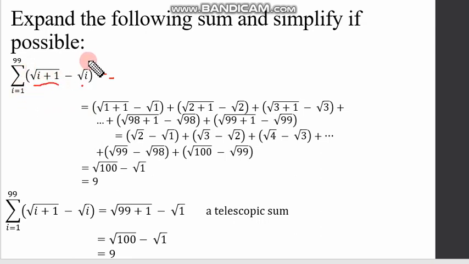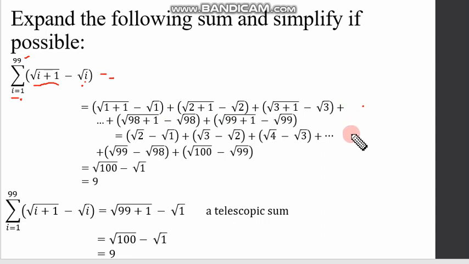If we are going to manually add all the terms here, first let's identify the terms. So i is equal to 1, so that's square root of 1 plus 1 minus square root of 1. Next is i equals 2, so that's square root of 2 plus 1 minus square root of 2. Next, i equals 3. So the square root of 3 plus 1 minus the square root of 3. And so on. And let's identify the second to the last term. So that's 98. So the square root of 98 plus 1 minus square root of 98. And the last term plus square root of 99 plus 1 minus square root of 99.